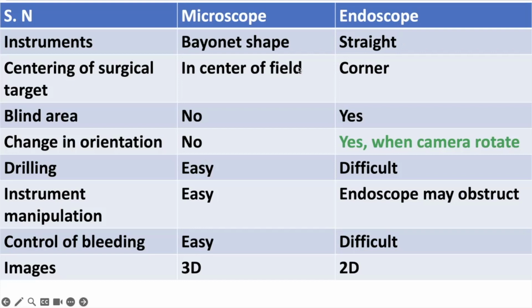The center of the field should be in the corner. The endoscope remains at the corner, so there is no obstruction in the manipulation of the instrument by the endoscope. There is a blind area in endoscopic surgery which you need to overcome. There can be change in the orientation if the camera rotates during surgery. That should also be addressed. There is a difficulty in drilling. The endoscope can get soiled. The instrument manipulation also can be difficult because the endoscope itself may obstruct manipulation of the instrument. There may be difficulty in control of bleeding. The image could be 2D images.